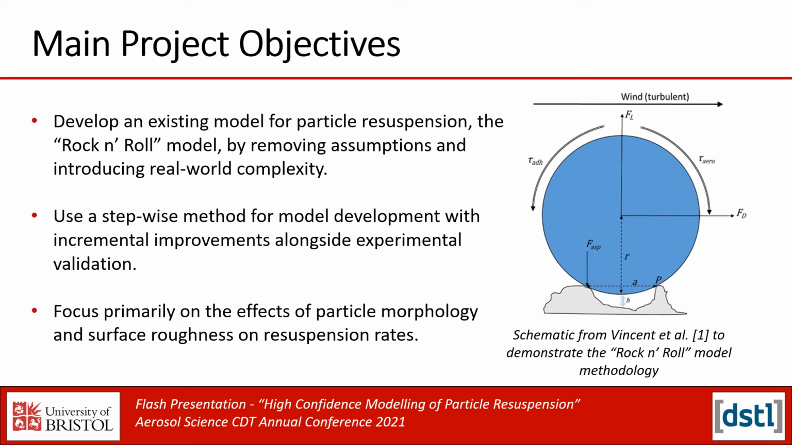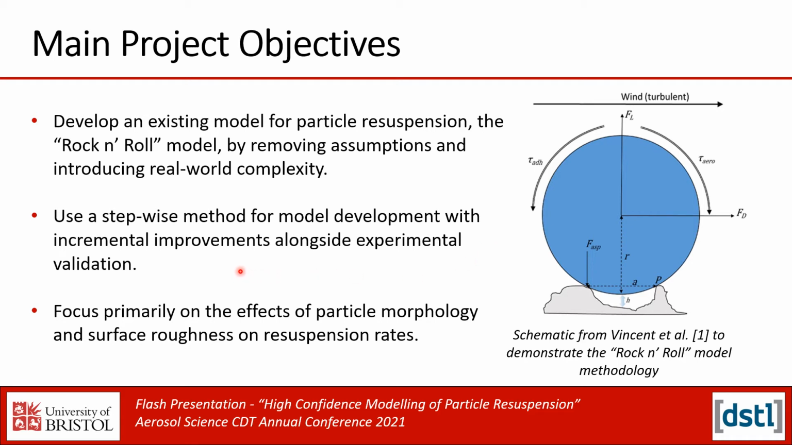And so to do that, we're going to develop an existing model for particle resuspension, known as the rock and roll model, which has been highlighted already as a model that is suitable for further development, but in its current form has quite a lot of simplifying assumptions attached to it. And so we see a schematic of the model on the right hand side, where you have a spherical particle. In one direction you have some force due to the detachment forces, and in the other direction you have the adhesive forces that are attracting this particle to the surface. And if the detachment forces are greater than the adhesive forces, this particle begins to roll and will eventually detach from the surface.